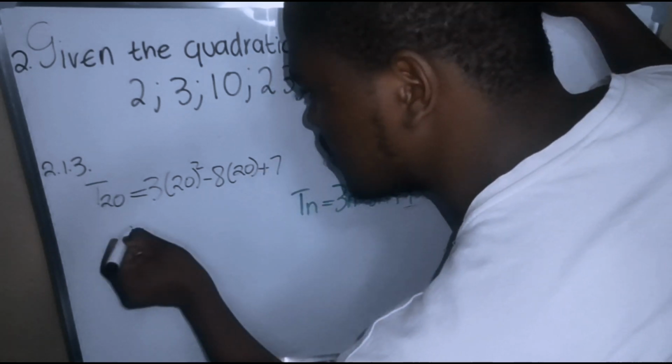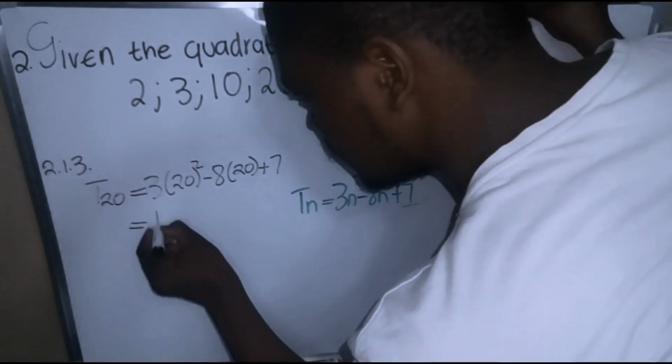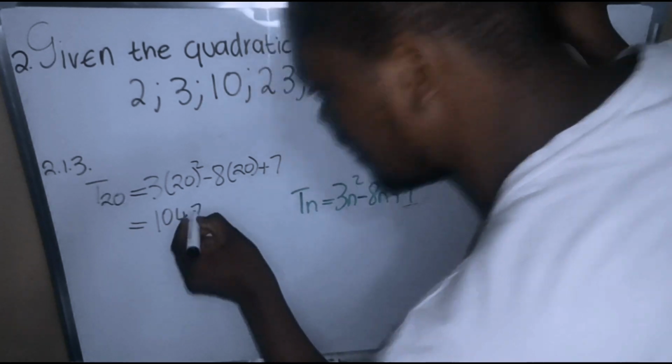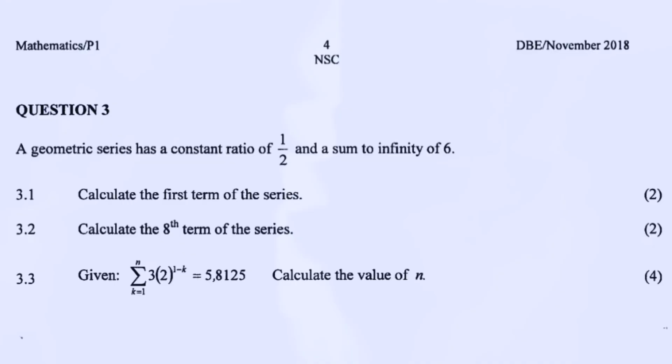Remember that it is term number 20. Then we put that inside the calculator and our answer is going to be 1047. This is our final answer for 2.1.3. Are we clear? Question 3.